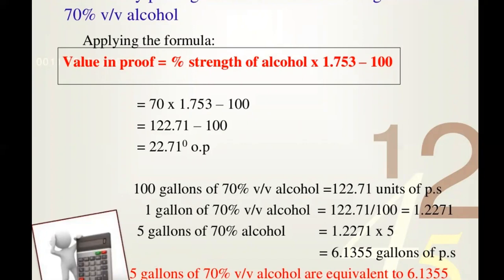It is clear. In the problem, what they have asked is to calculate for 5 gallons of 70% alcohol. So first, the 70% alcohol calculation we have to do: 70 into 1.753 minus 100. Then you will get 22.71, that is overproof. Then according to the calculation, 100 gallons of 70% alcohol is 122.71 units. Then 1 gallon of 70% alcohol is 122.71 by 100, that is 1.2271 per 1 gallon. Then 5 gallons: 5 into 1.2271, that is 6.1355.